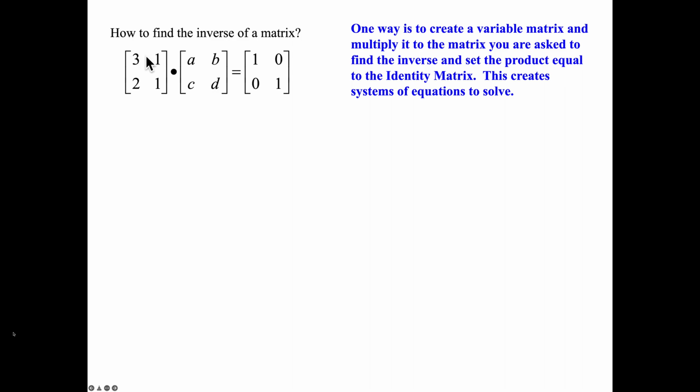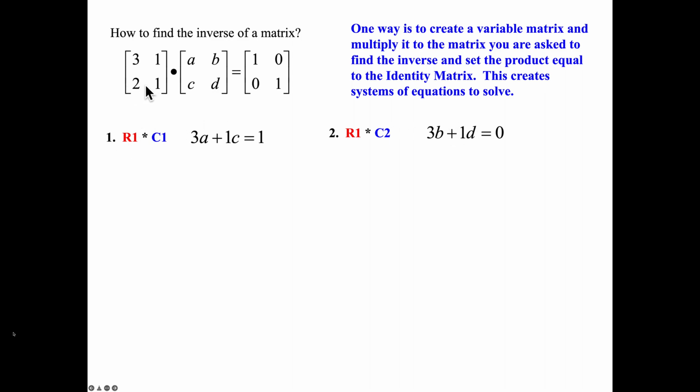All right, so multiplying this together, row 1 times column 1 will have to equal row 1, column 1, this one right here. So 3 times A plus 1 times C has to equal that 1 right there. Next, we're going to do row 1, column 2, and that has to equal row 1, column 2 in the identity matrix, which is a 0. 3 times B plus 1 times D has to equal 0.